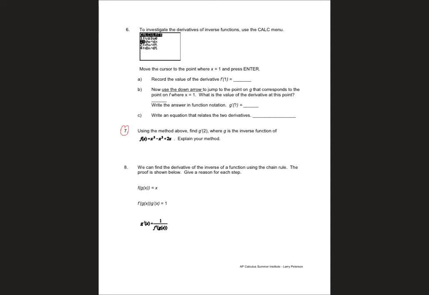So can we use, not the method above, but the method that we have learned to find g prime of 2. If you remember, g prime of x is going to be 1 over f prime of g of x. And so that means g prime of 2 is going to be 1 over f prime of g of 2. And finding g of 2 is going to be the challenging part there, because we're going to have to use our calculator.